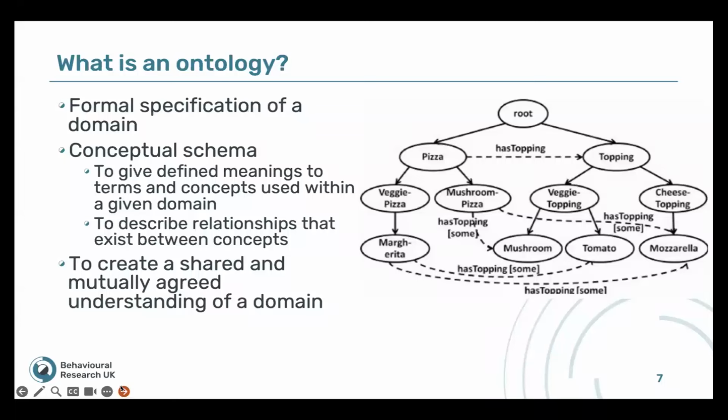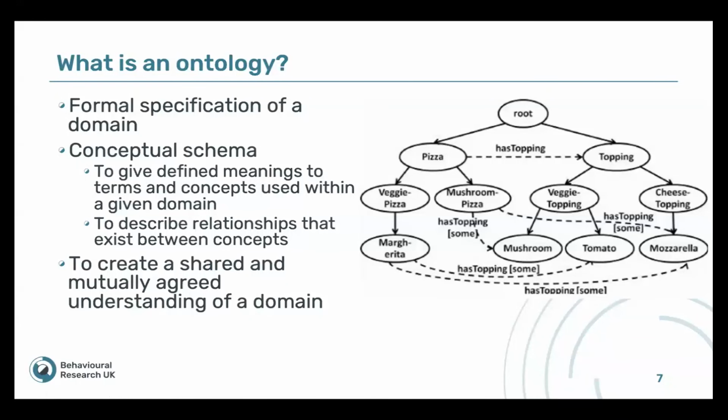The whole idea is to develop a shared and mutually agreed understanding of a domain. The mutually agreed aspect of ontologies is quite important, because if you're looking to share our findings or our data, having a mutual agreement is one of the most important aspects of ontologies. So if you look at the example on the right, depending where you are, we are probably in lunchtime.